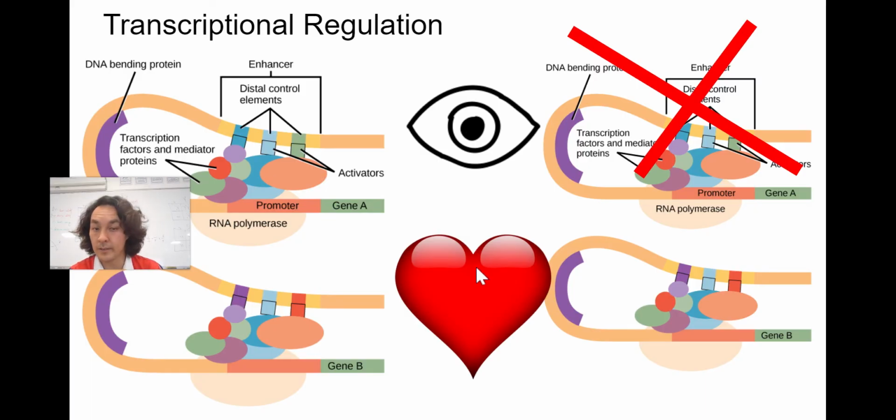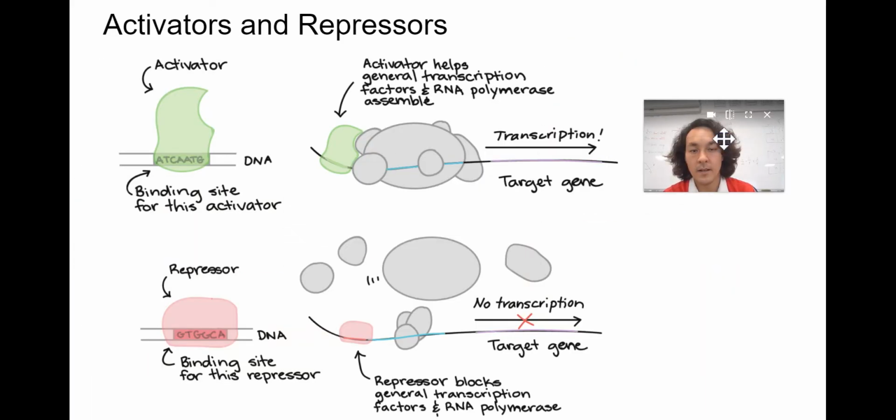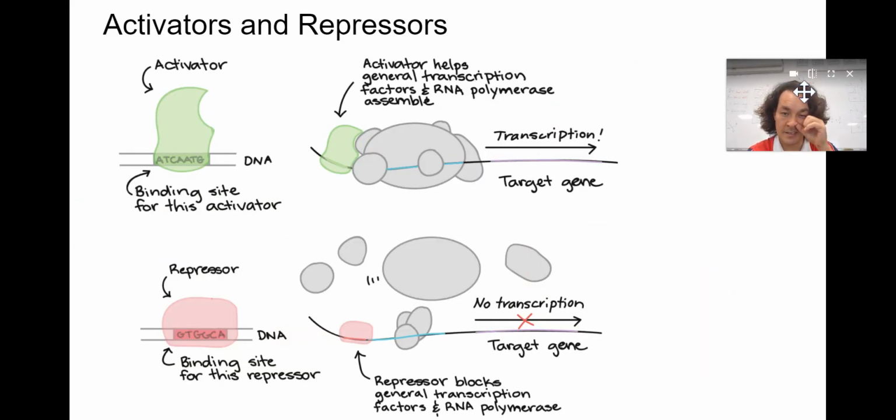And this is really important. You can also have activators and repressors. So an activator could come in and help get this transcription process started. Or you can have a repressor saying, no, we do not want to transcribe this gene.